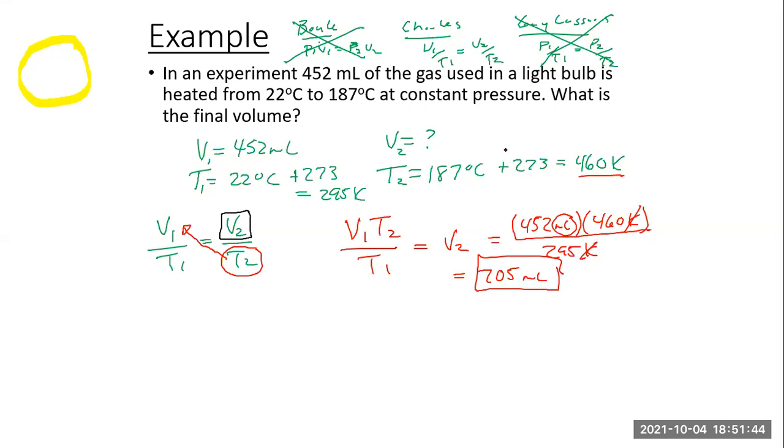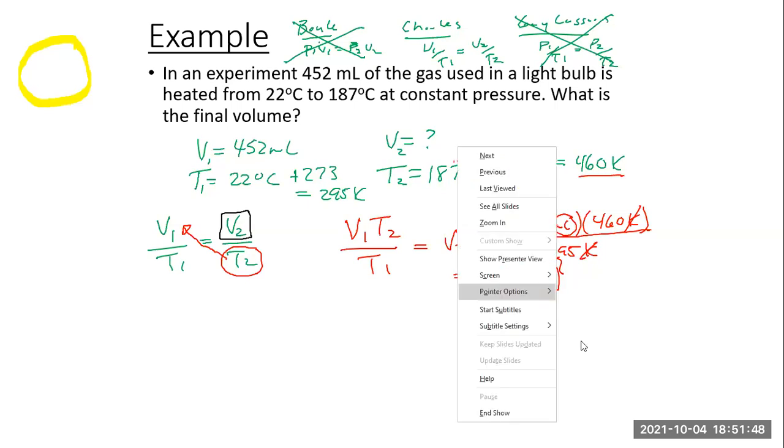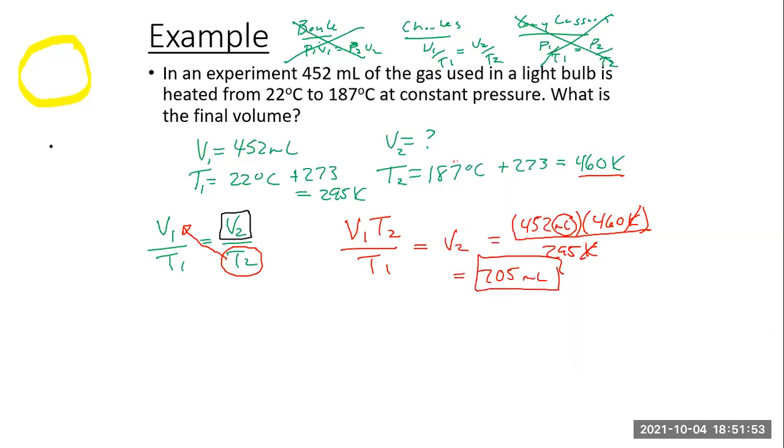Again, we could kind of think about, does our answer make sense based on what we know about Charles' law? What we know about Charles' law is what we talked about on the previous slide. We know that because it's constant pressure, we would expect that as the temperature increases, the volume should increase to keep the pressure constant. And as the temperature decreases, the volume will get smaller again to keep us at constant pressure. So let's see if that's actually what we saw here.